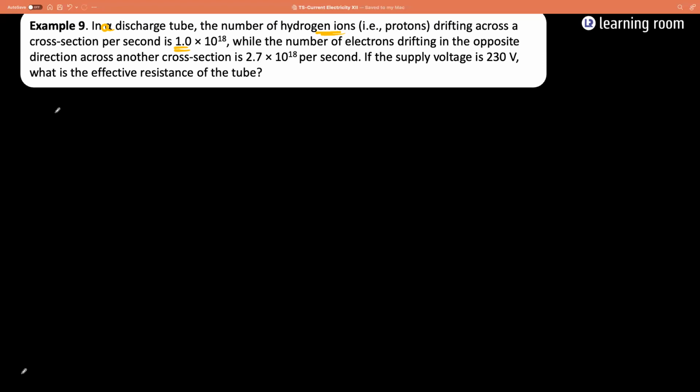So here, if you need to find the effective resistance, you can do it by using V divided by I. V is given as 230. But for you to find the amount of current, you need the total number of charges that are constituted in this process, while the number of electrons drifting in the opposite direction across another cross section is 2.7 into 10 power 18.